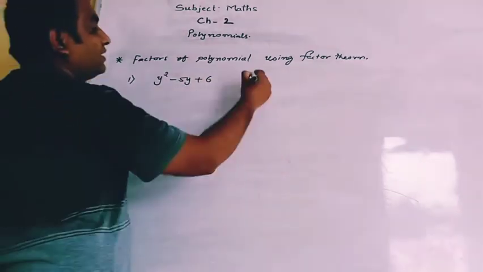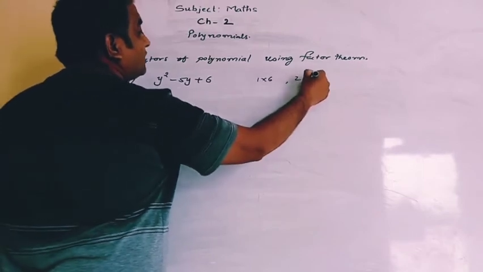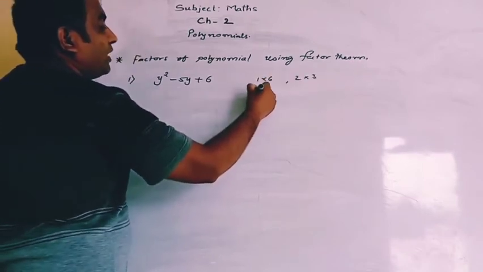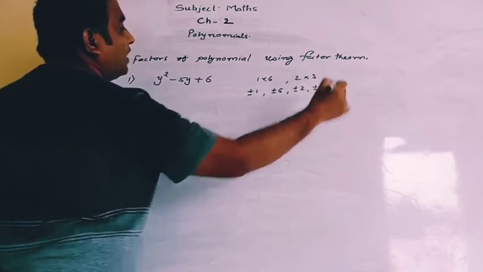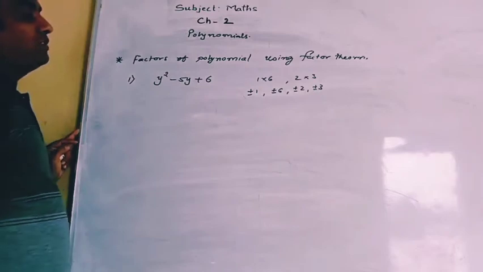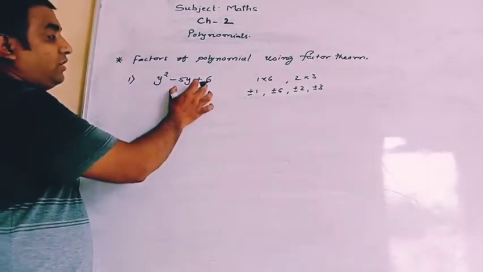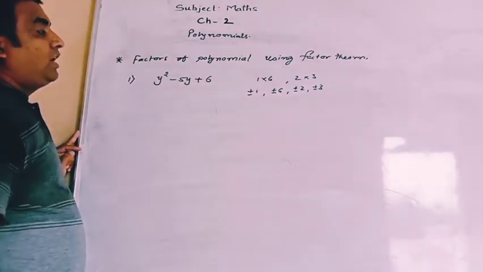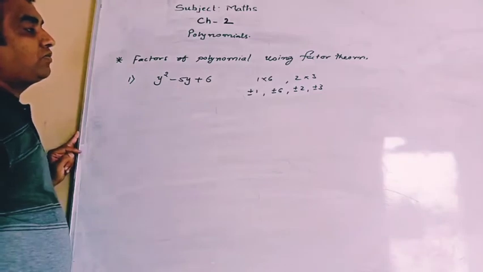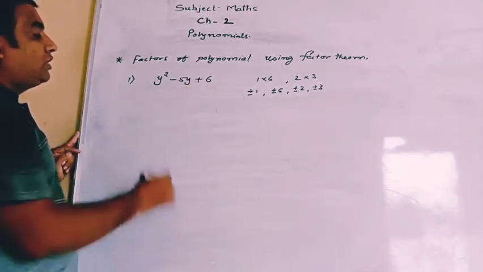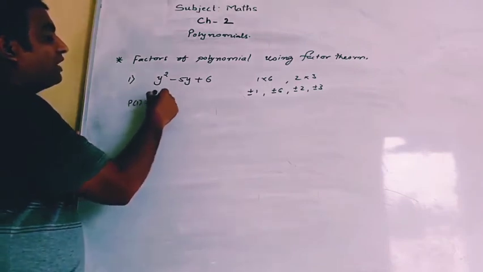The possible factors of 6 are 1 and 6, or 2 and 3, and so plus or minus 1, plus or minus 6, plus or minus 2, plus or minus 3. Out of these values, any value that gives remainder 0, that number will be a factor of this polynomial. So by trial and error we check all.